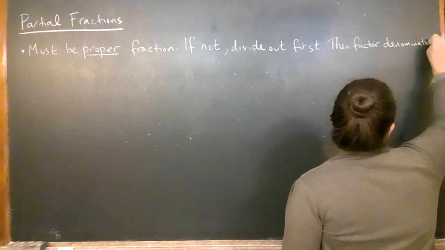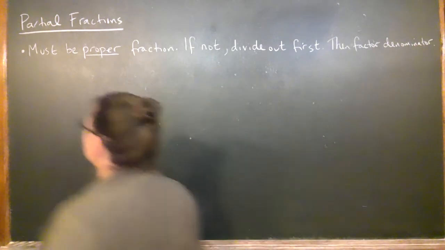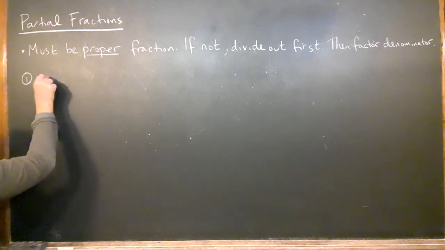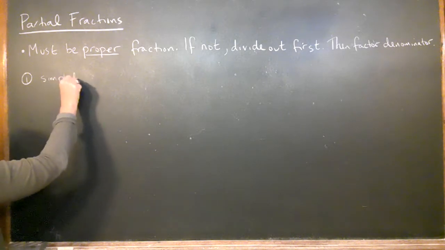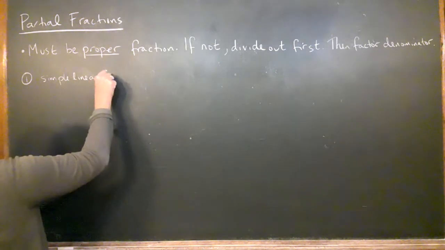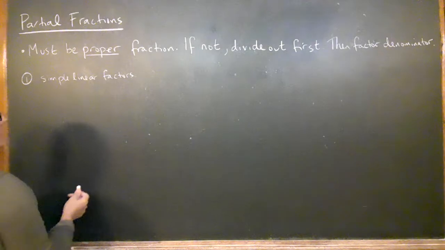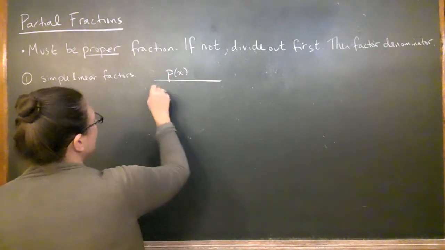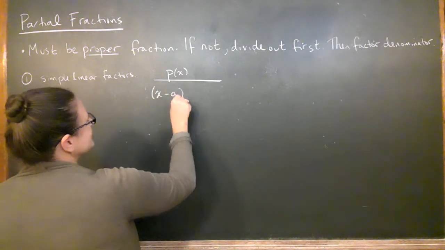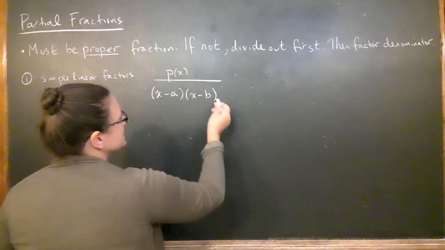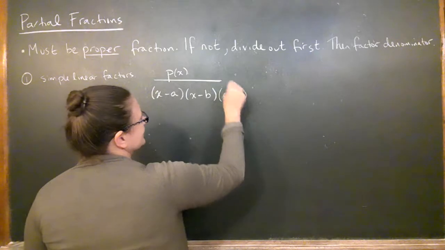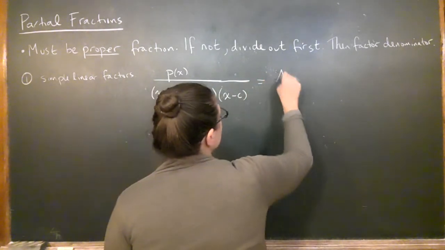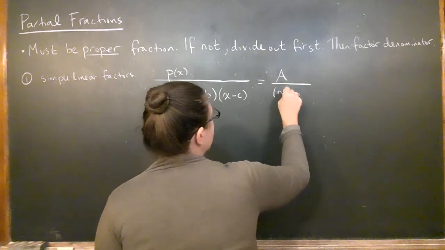And then you're going to look at what you've got as far as your factors in the denominator. So your first case is simple linear factors. Right? So what that's going to look like, some polynomial in the top, and x minus a, x minus b, say x minus c, however many you have. You're just going to break that up with some constants in the top.